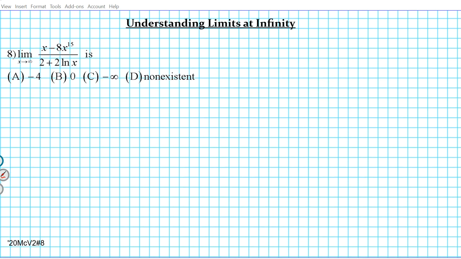All right, question number 8, we're going to be working on limits at infinity. In this particular problem, we're looking for the limit as x approaches infinity of x minus 8x to the 15 divided by 2 plus 2 ln x. So we could have used a table for this particular limit, but we have something going on here. We have a logarithmic component.